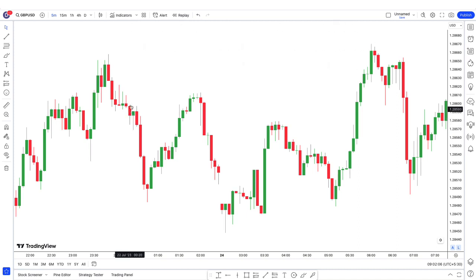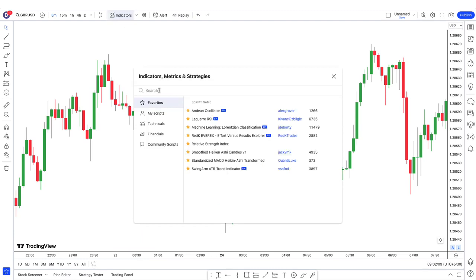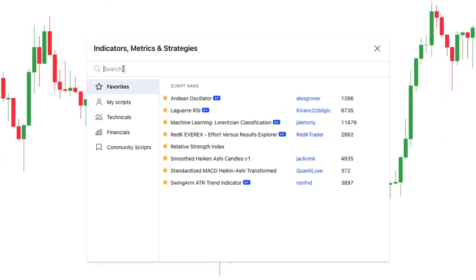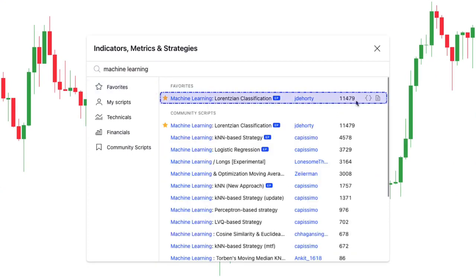In this strategy, we have 3 indicators. For adding them, here we click on indicators and we simply search their name. The first one that we want to add is a very powerful indicator which is built based on a machine learning algorithm. This one, Machine Learning: Lorentzian Classification, which is an invite-only indicator, and it's written by someone named J.D. Horty.